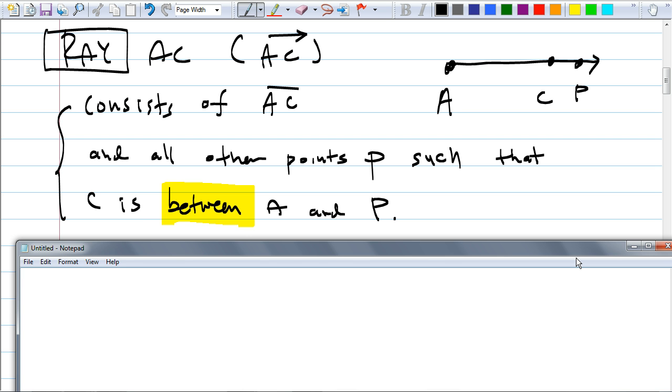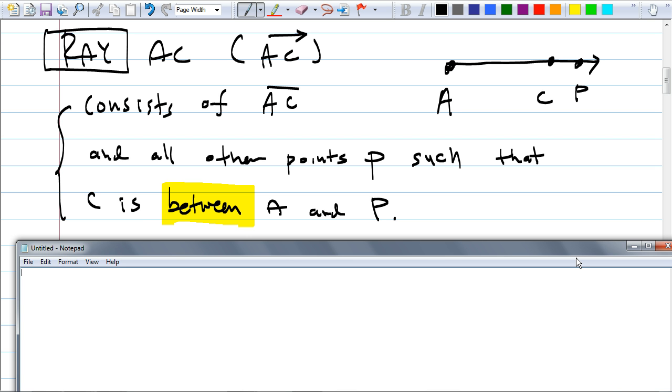Yes? So P could be anywhere to the right in this picture. P could be anywhere to the right side of C. You know what I mean? Yeah, it just continues on. So how many P's are there? How many points are there? There are infinitely many. So P could be infinitely many points.